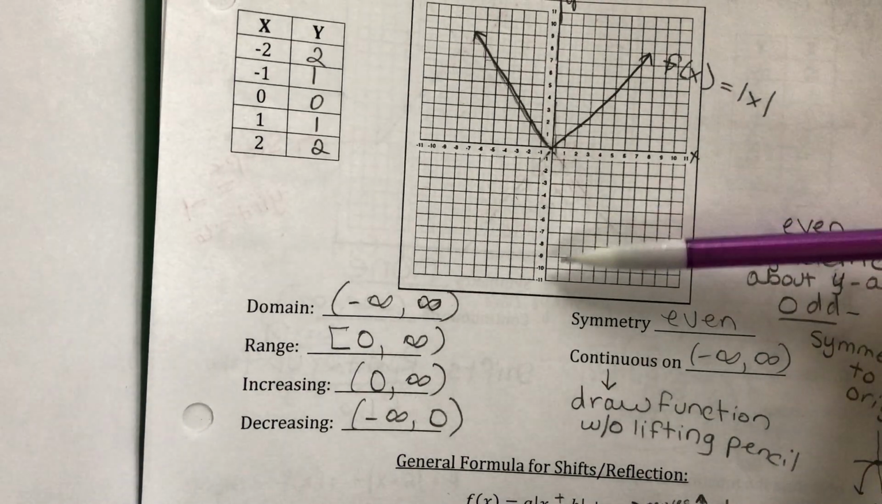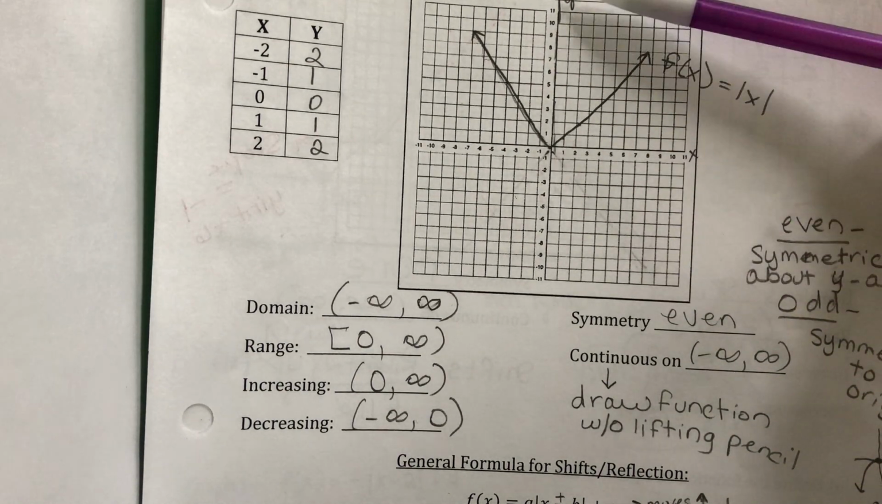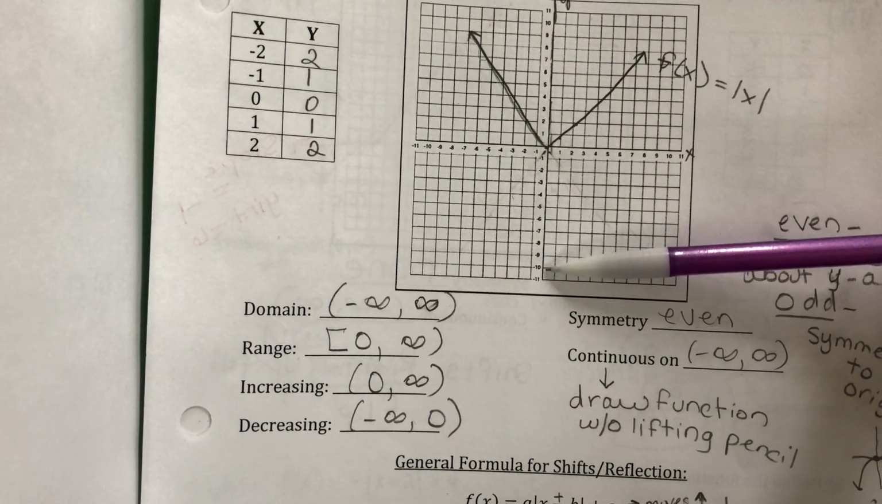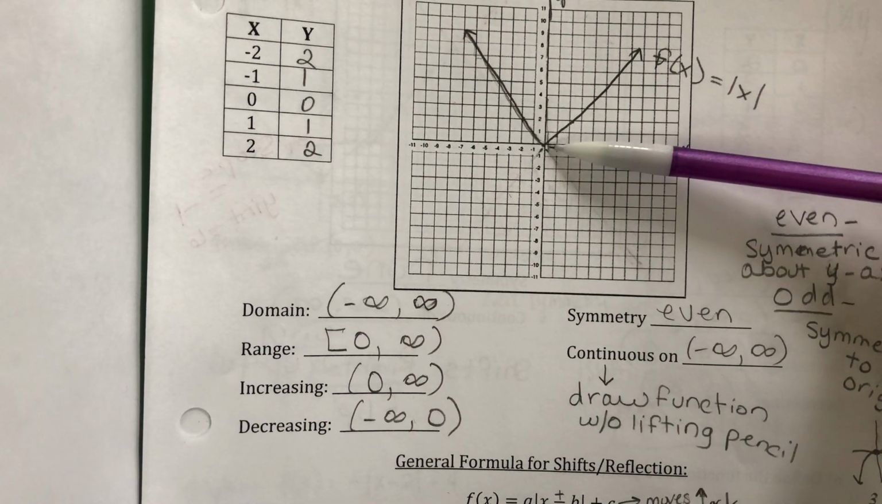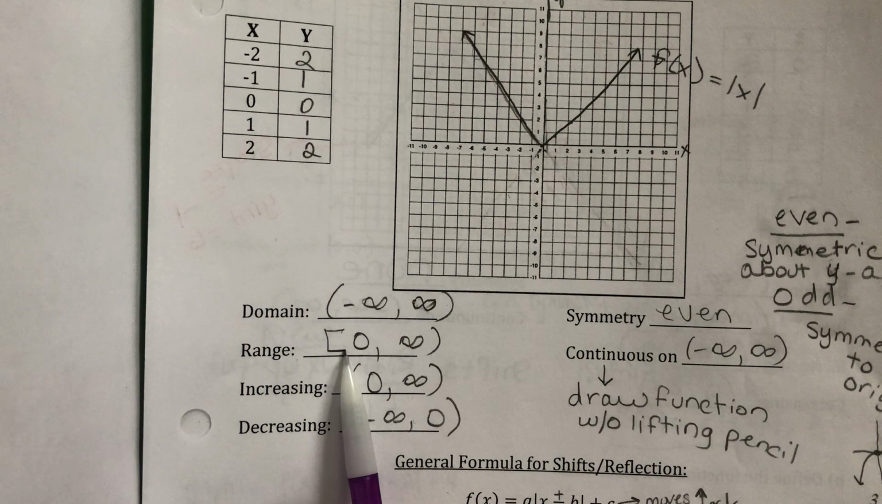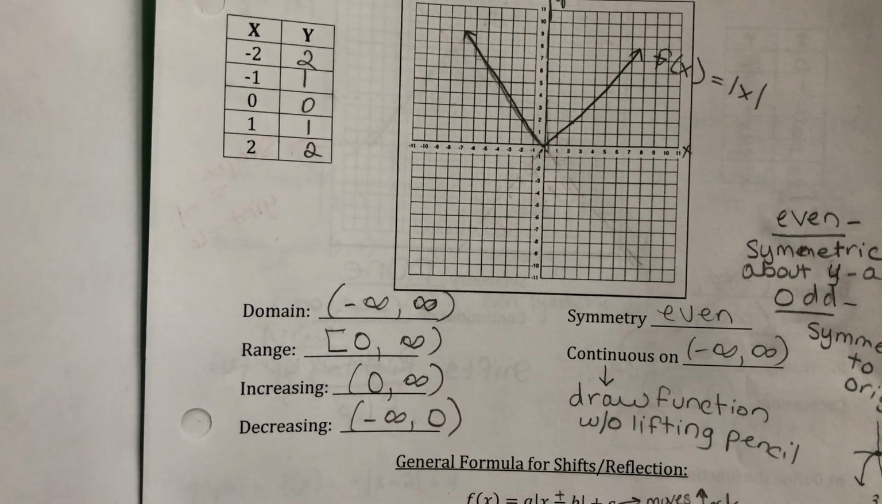The range, now it's not going up and down forever, so we have to figure out, well, where do we see it? So on the y-axis, I don't see it down here at all. I see it starting at the y value of 0 and going up forever. So bracket 0, comma infinity.